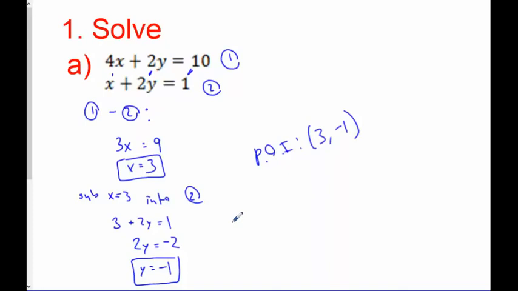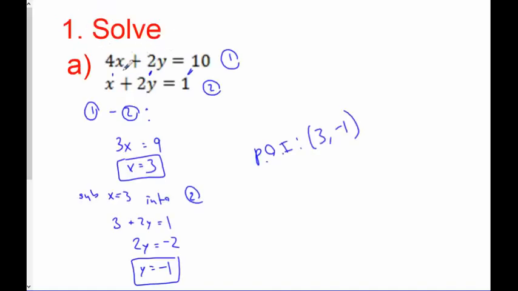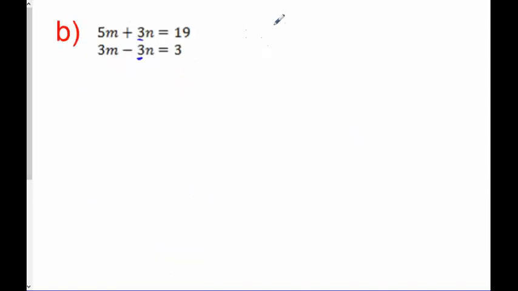Okay, let's look at question B. In question B, I now have a positive 3n and a minus 3n in my two equations. Remember, in a previous question, we talked about how the coefficients have to be the same. Right, so if the coefficients are the same, I can do elimination. But if we look back at that one, I had positive 2y and positive 2y. Right, so if I subtract them, I have 0y. Over here, if I did 3 and then subtracted -3, I would have 6. Right, so I would not actually eliminate n.